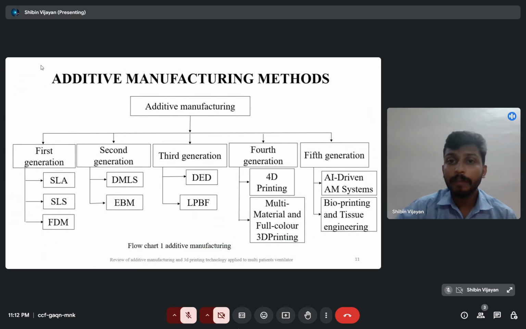The next is additive manufacturing methods. Additive manufacturing methods are classified into early stage, first generation, second generation, third generation, fourth generation, and fifth generation. We can explain the generation-wise methods in detail.